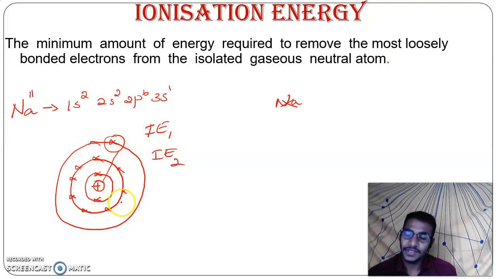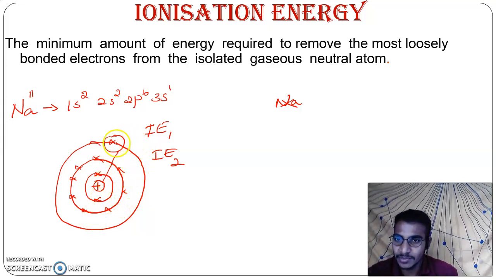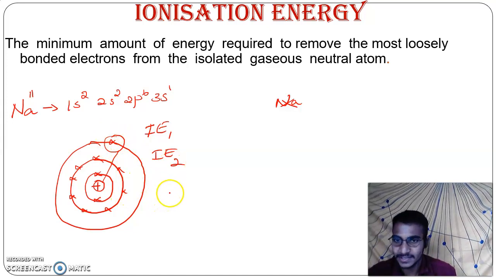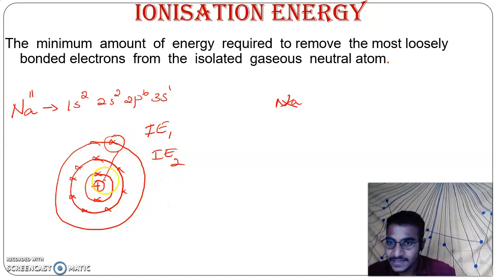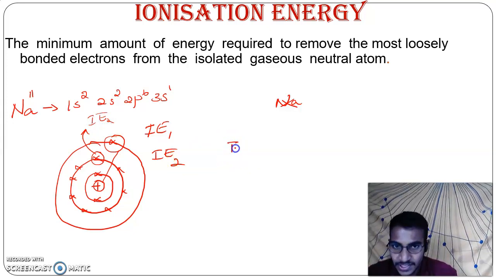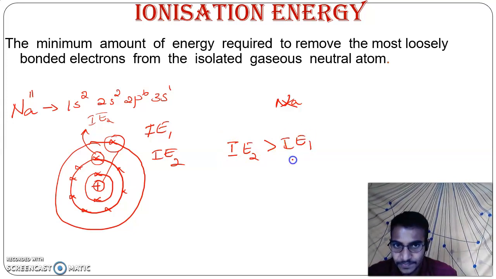Do you think we require more energy compared to first ionization energy, compared to removing an electron from the third shell? Obviously yes, the answer is yes, because it is nearer. The second shell is nearer than the third shell. That is one concept, that it requires more ionization energy. That is second ionization energy. So to undergo this process, second ionization energy is required more than first ionization energy.